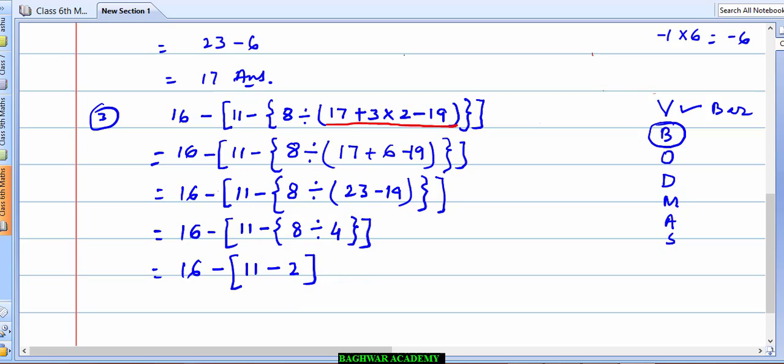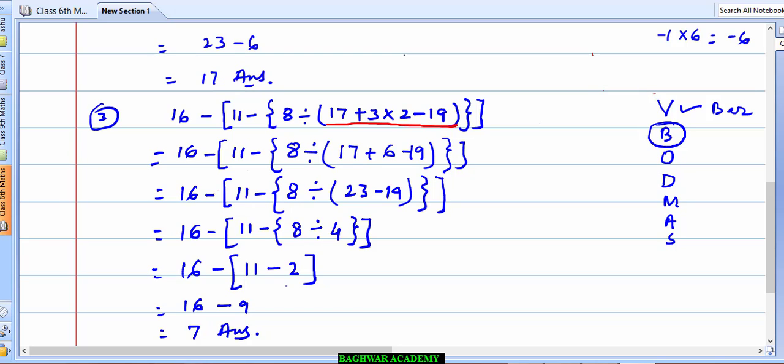This is over. 16 minus 11 minus 8 divided by 4 is equal to 2. Now again this has been over, so curly bracket is not required to be written. Now finally you have got 16 minus 11 minus 2 is equal to 9. So what you will get finally? 16 minus 9 is equal to 7 and this will be your answer. So in this way you need to solve question and I hope you have understood. One more question we will see.